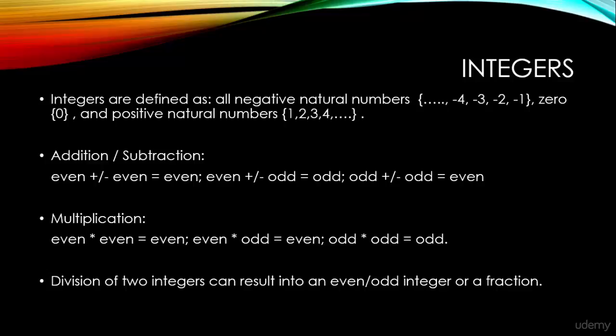Coming to multiplication, even into even is equal to even. Even into odd is equal to even. Odd into odd is equal to odd. Division of two integers can result into an even or odd integer or a fraction.